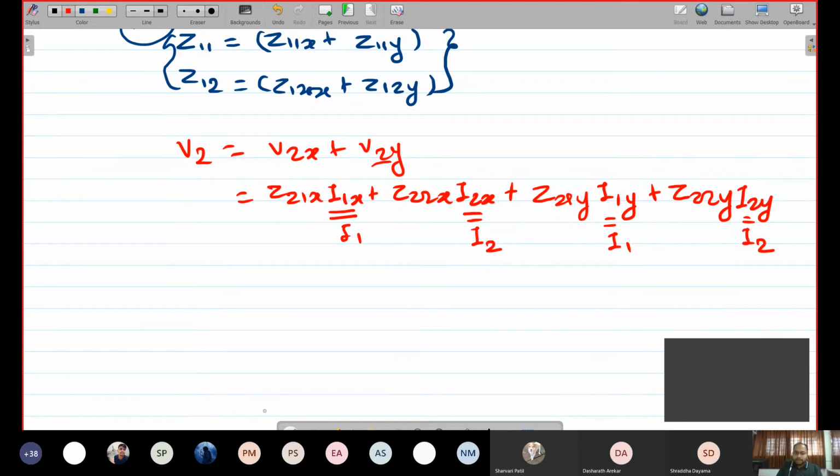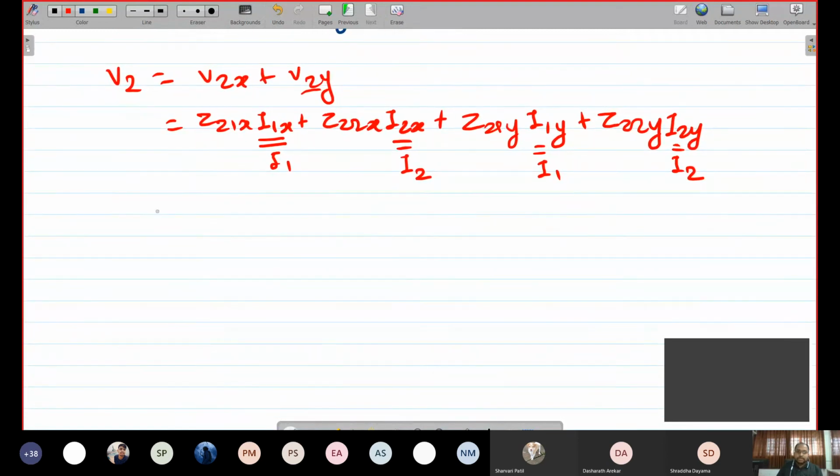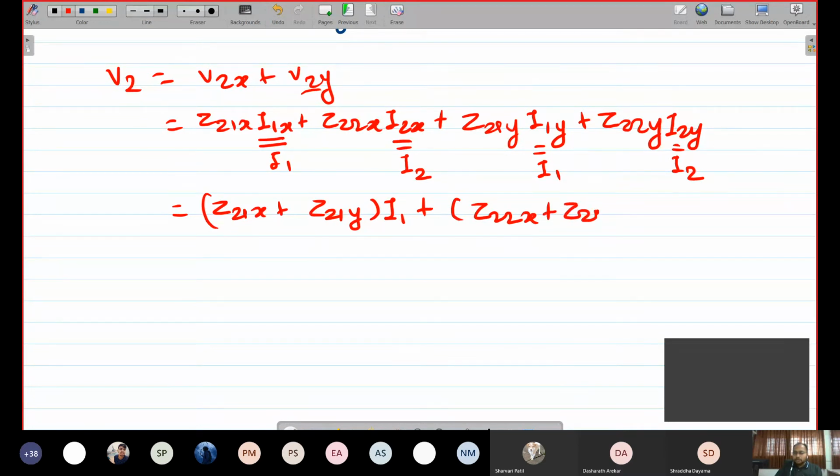Am I right? And then you are going to club out the I1 and I2 terms. Okay, so let me do these two steps in a single step. So (Z21x plus Z21y) I1 plus (Z22x plus Z22y) into I2. This is my final equation.